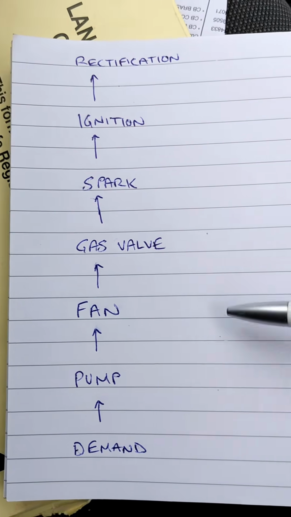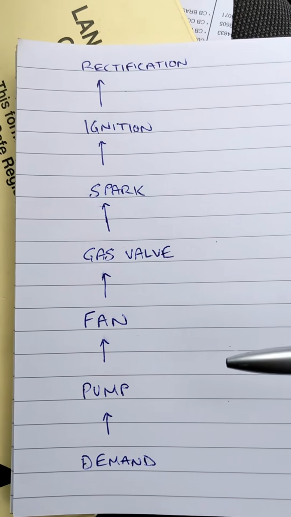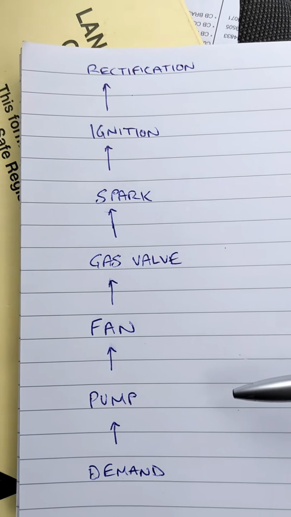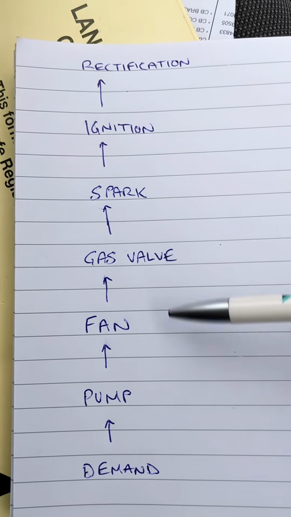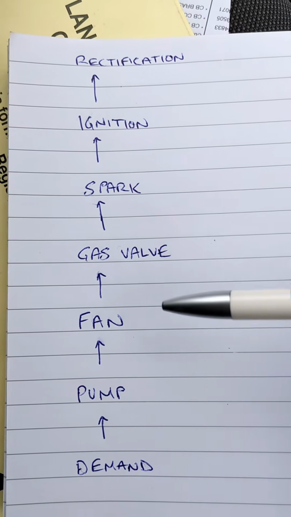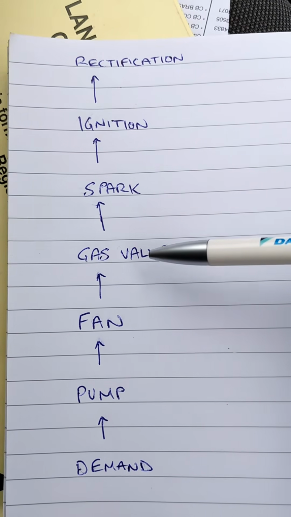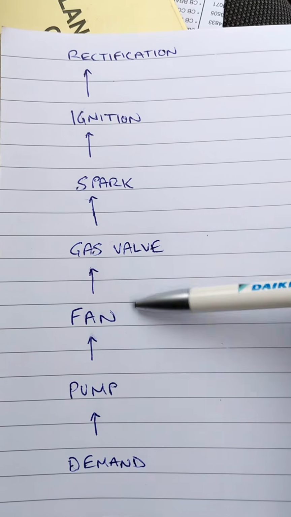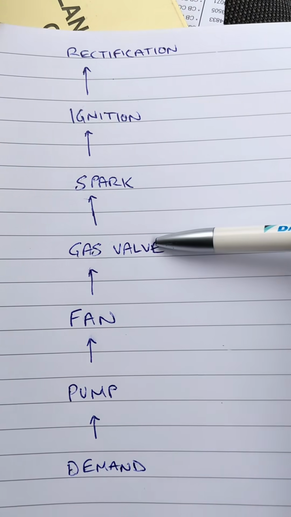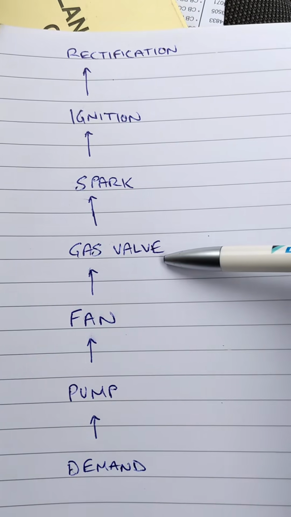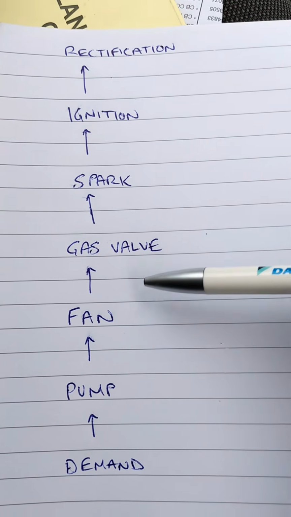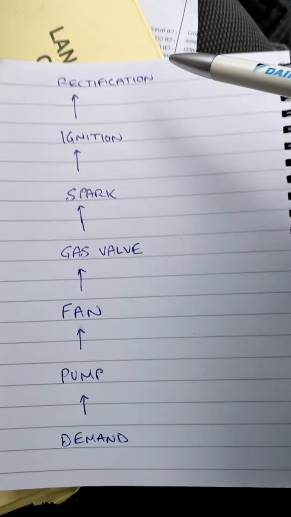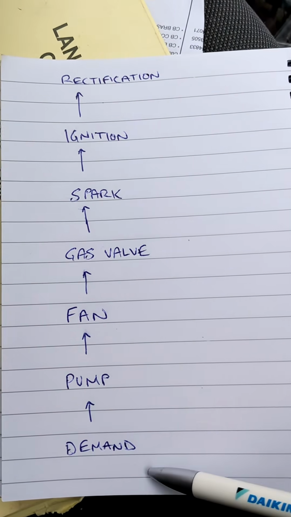So next time you go to a breakdown, follow this sequence and fire the boiler up and just see at what point it is stopping. And you can then work your way backwards. Let's say you put a demand on, the pump comes on, the fan kicks in, but the gas valve doesn't open. You can then investigate: is it going to be the gas valve? Is it going to be the fan to the gas valve? Could it be the PCB? Remember, the PCB is going to control all of these.